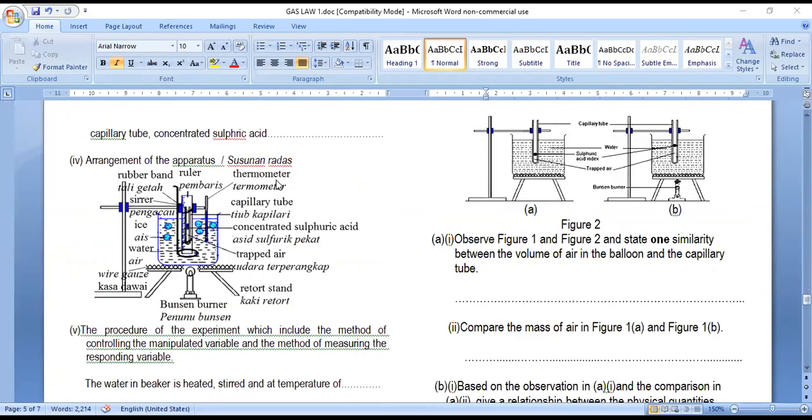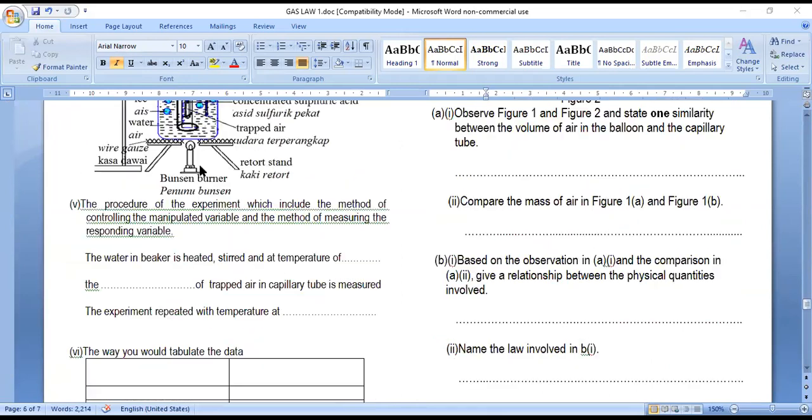Okay, list of apparatus and materials, all inside here. The water is heated and set at a temperature of, let's say, 10 degrees Celsius. So the length of trapped air is measured. The experiment is repeated with the temperature at 20 degrees Celsius, 30 degrees Celsius, 40 degrees Celsius, and 50 degrees Celsius.